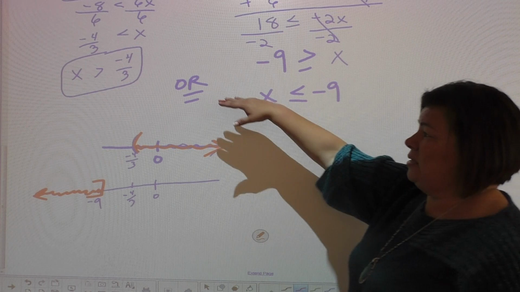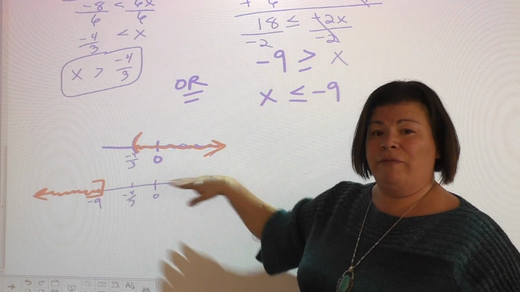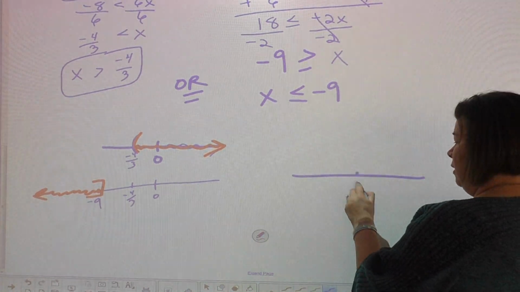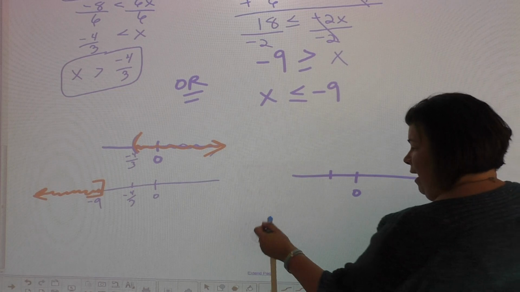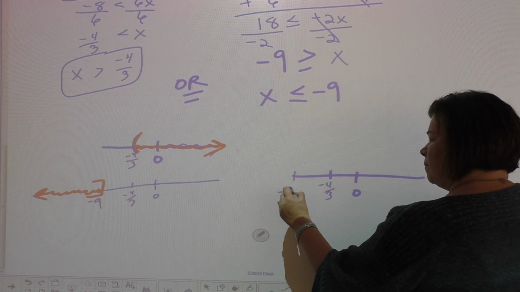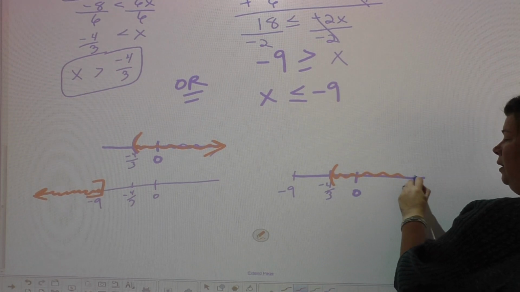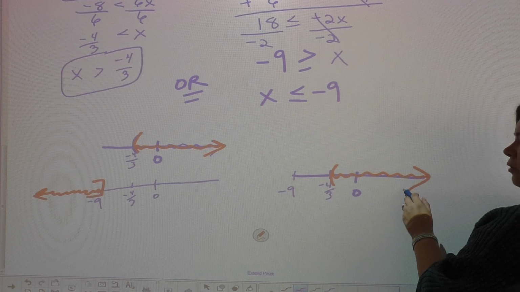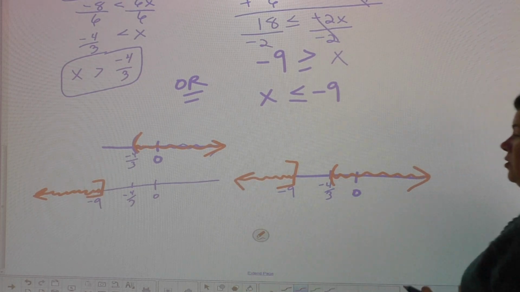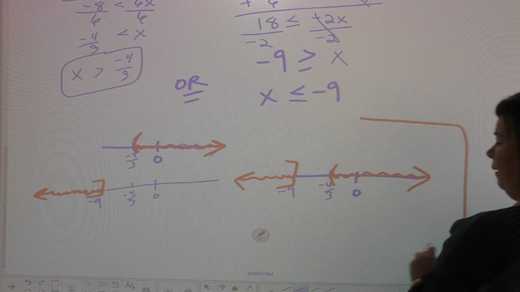So, because it's an OR graph, I want to unite this graph with this graph on one graph. So if I were to make this my graph and unite them, this is what it would look like. It would be all values greater than negative 4/3 and all values less than or equal to negative 9. So this graph is my actual solution to this inequality.